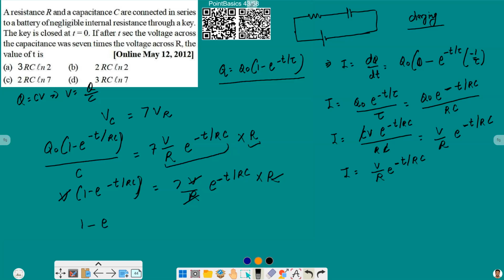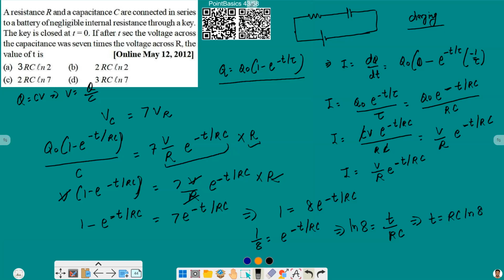So basically we have 1 minus e^(-t/RC) equal to 7 e raised to the power minus t/RC, or I can write it like this: 1 is equal to 8 times e^(-t/RC), or 1/8 is equal to e raised to the power minus t/RC. Taking log, we get ln 8 equal to t/RC. And from that, t is equal to RC ln 8, and since 2 raised to the power 3 is 8, it will be 3 RC ln 2. That is option A for us.